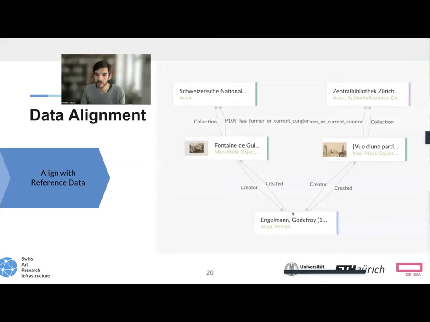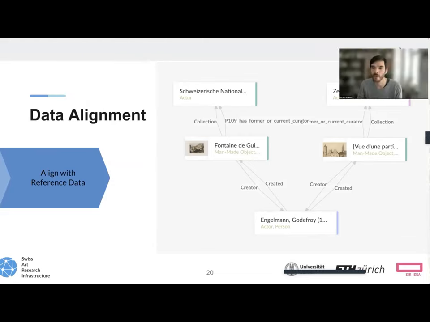For example, here, Godefroy Engelmann has works in both the collection of the Central Library as well as the Swiss National Library. This is crucial because often persons don't have the same names, or persons have the same names but are actually different persons. This happens a lot with painters, where the son carries the same name as the father, and it's sometimes difficult to discriminate between them.